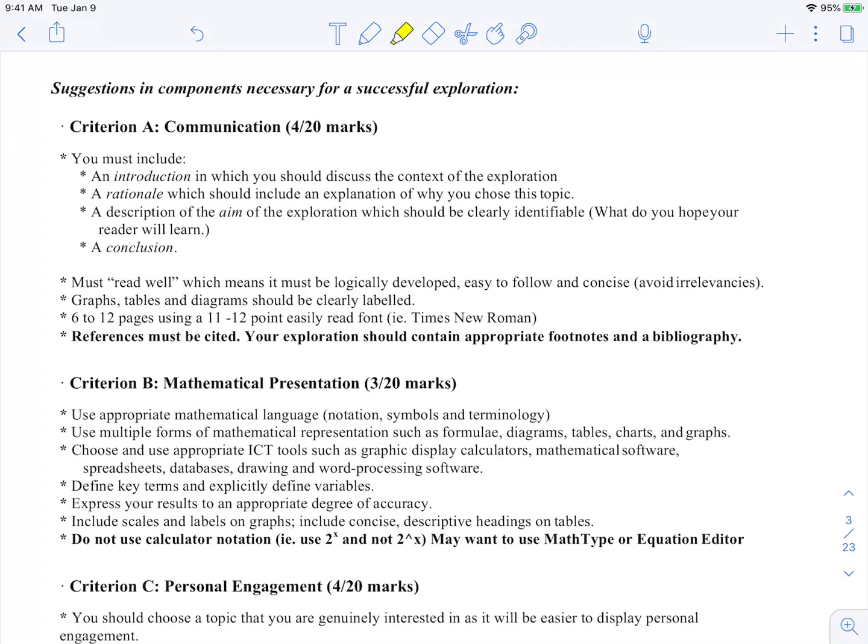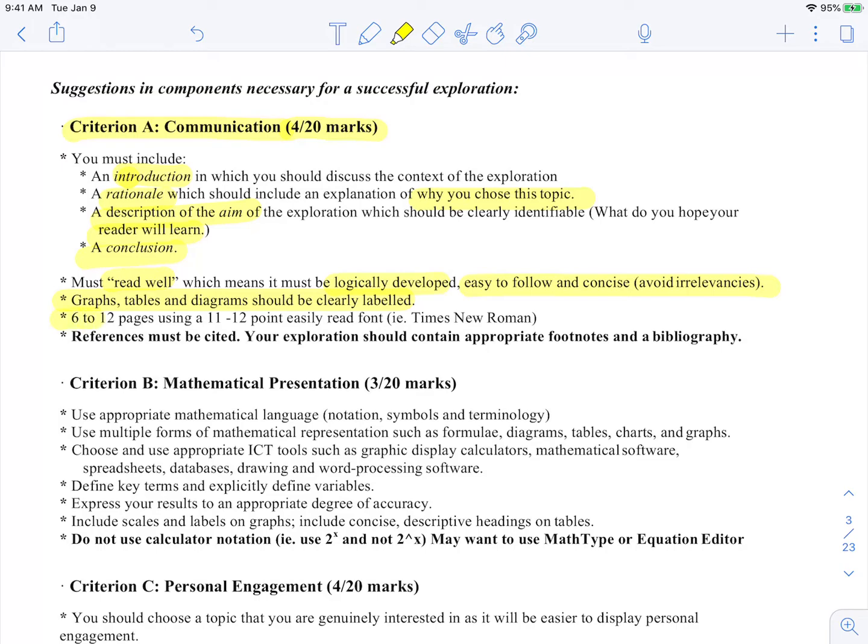So here are the things we're going to be looking for. You can get a maximum of 4 points, 4 marks in the communication criterion. Here are the things you must have. You must have an introduction, a rationale, why did you choose this topic, a brief description of what you're hoping to have the reader learn, and then a conclusion. You must also make sure that it's well read, which means it's logically developed, easy to follow, and concise. You're going to have graphs, tables, or diagrams, and you need to make sure they're clearly labeled.